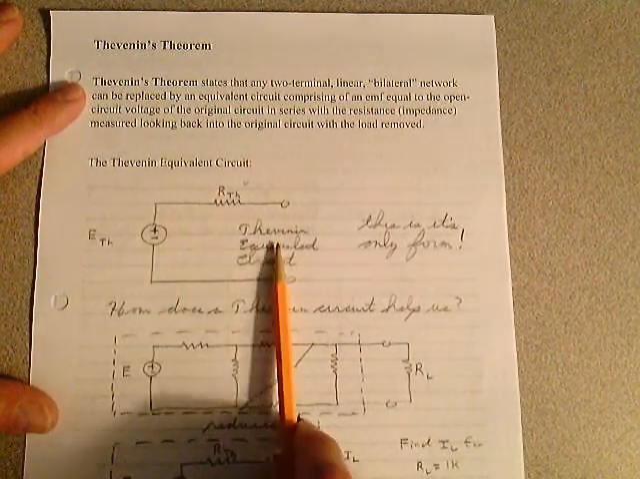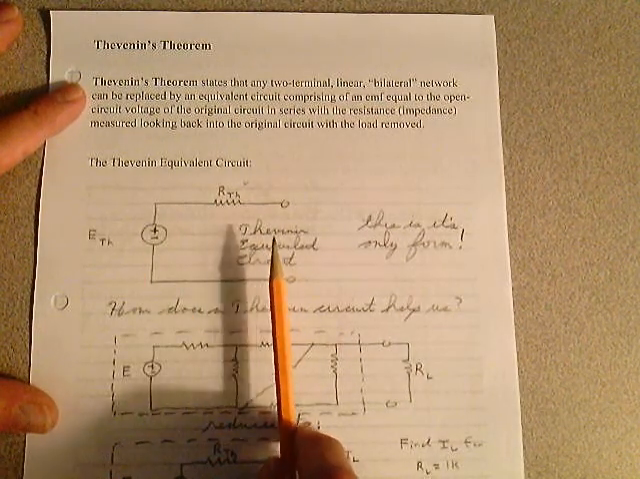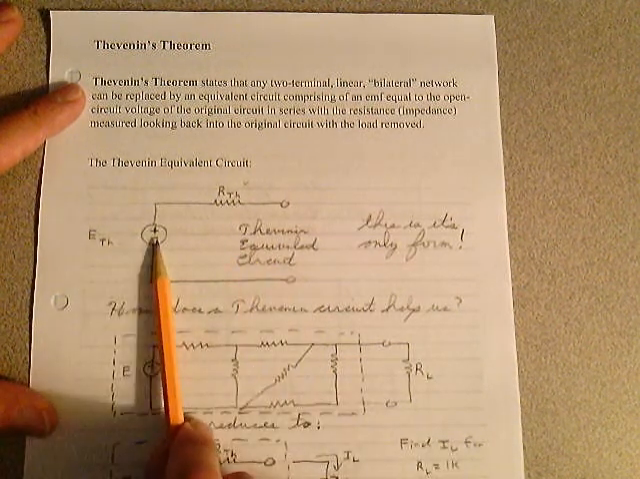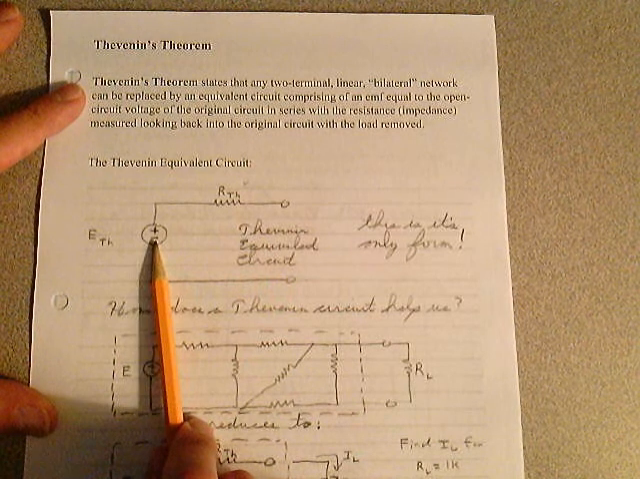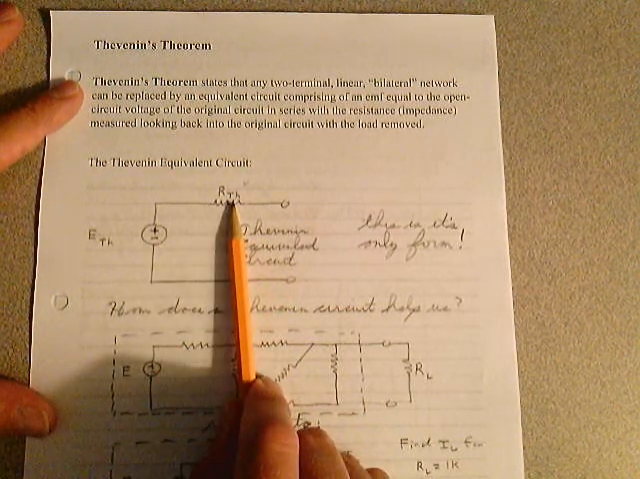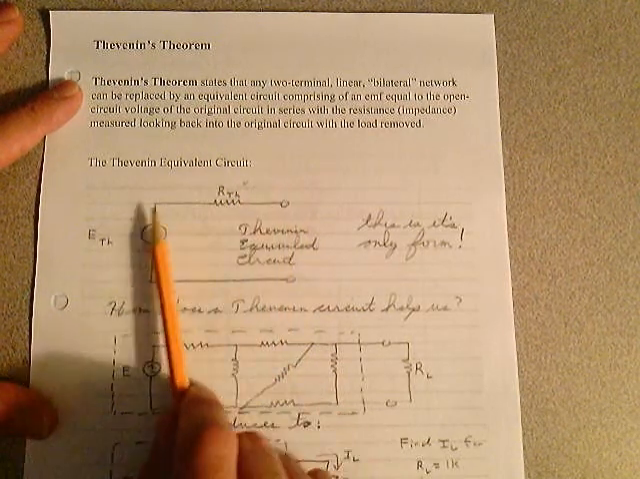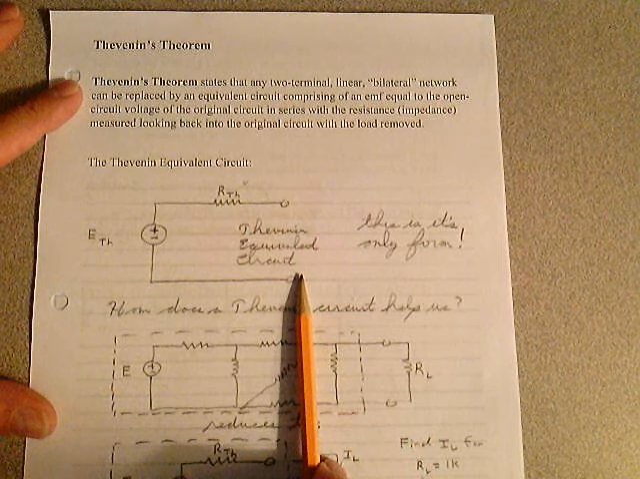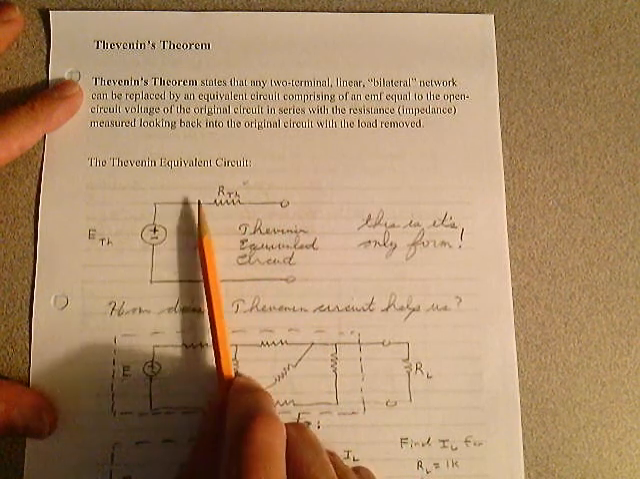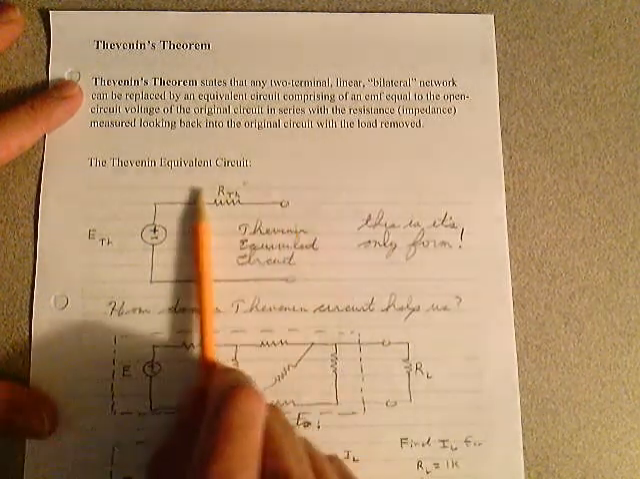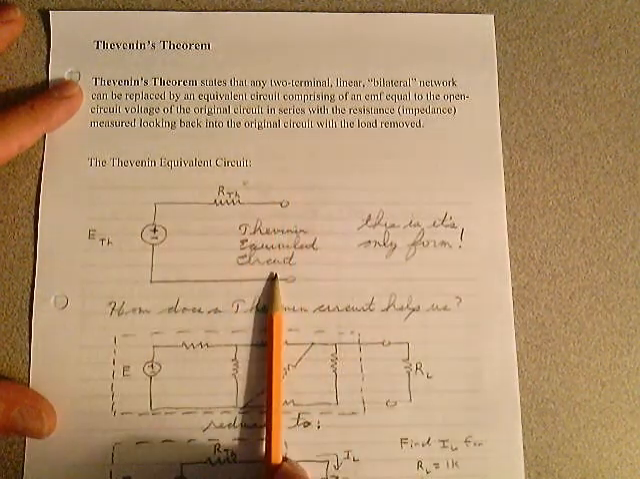The equivalent circuit for a Thevenin circuit looks like this. It has a Thevenin EMF and it has a Thevenin resistance. This is the only form of the Thevenin equivalent circuit. You don't have this Thevenin voltage up here, you don't have it down here. When I ask for a Thevenin equivalent circuit, it has to look like this to get full credit.